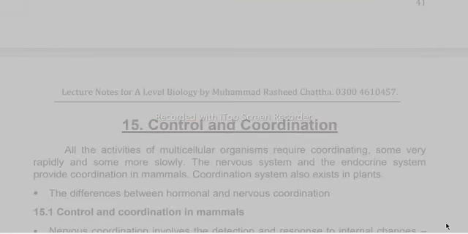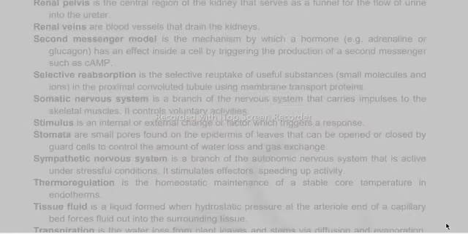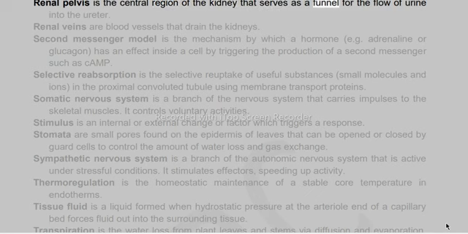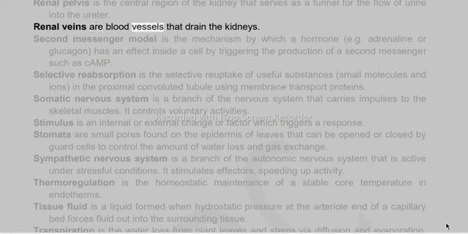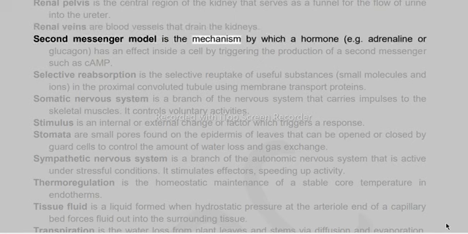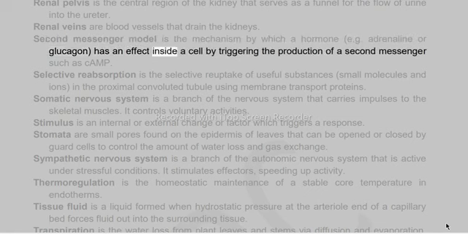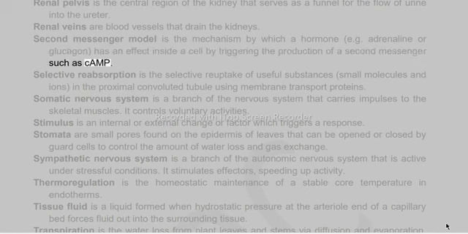Renal pelvis is the central region of the kidney that serves as a funnel for the flow of urine into the ureter. Renal veins are blood vessels that drain the kidneys. Second messenger model is the mechanism by which a hormone, e.g. adrenaline or glucagon, has an effect inside a cell by triggering the production of a second messenger such as cAMP.